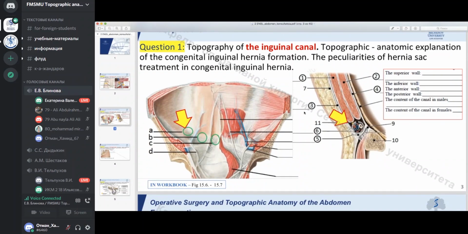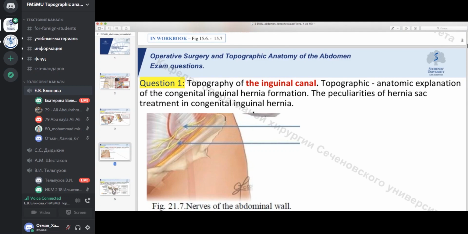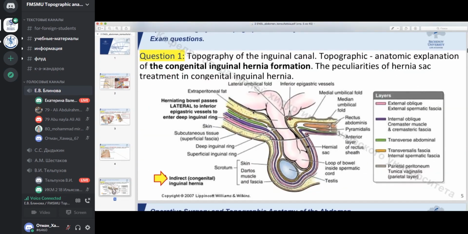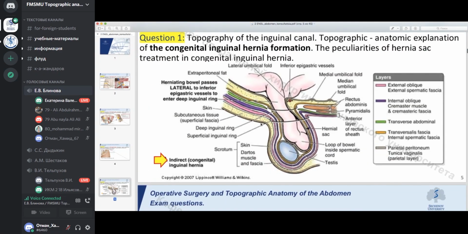The next is congenital inguinal hernia. Now, firstly, you should recall what a hernia is. A hernia is a protrusion of the organs of the abdominal cavity through the weak places of the anterior abdominal wall under the skin.